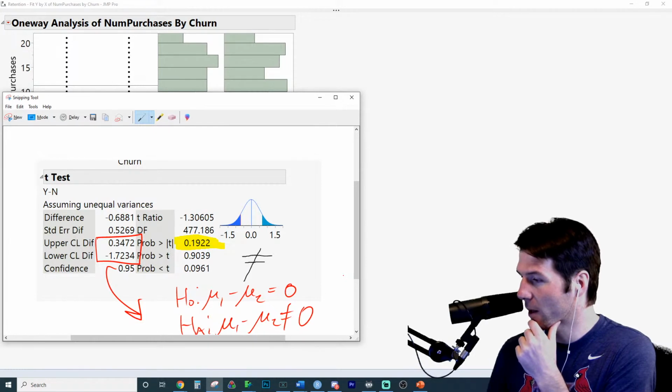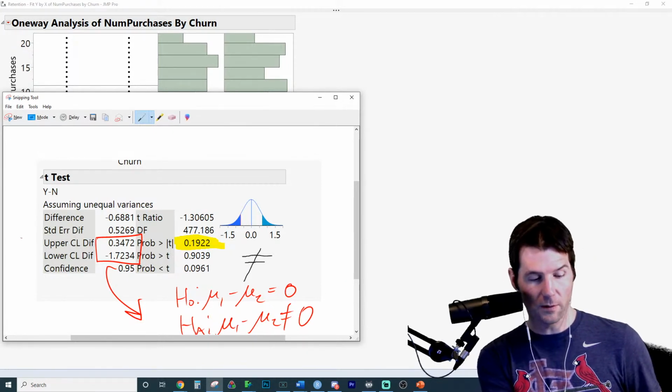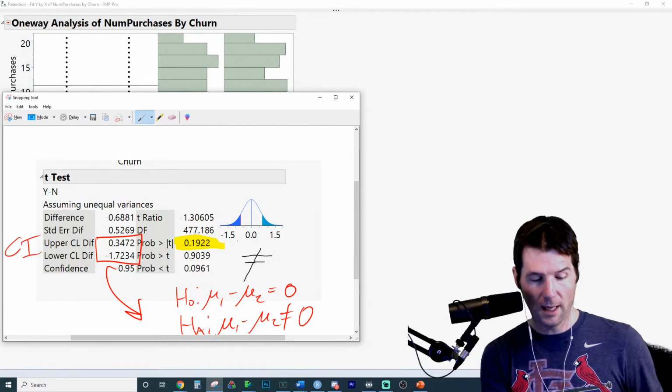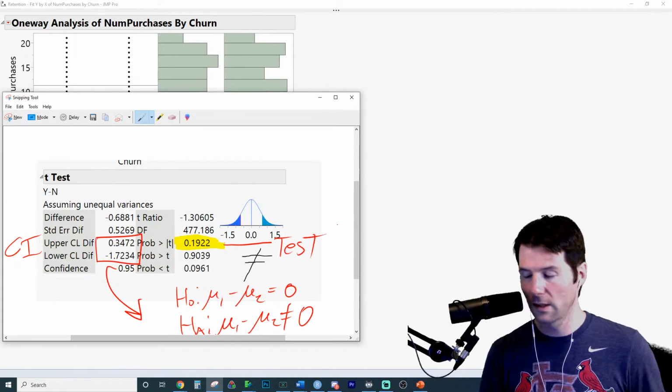So for this, are you just comparing the numbers on the side to that? Well, this is your interval. This is your confidence interval over here. This is the confidence interval. And this over here is the test. That's the does not equals test, which we'll do.